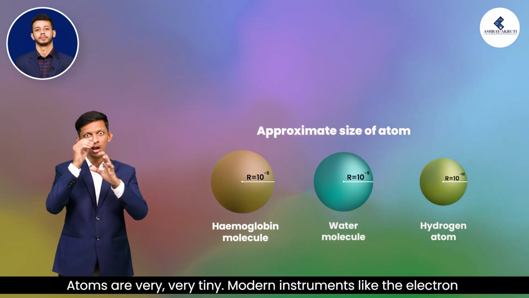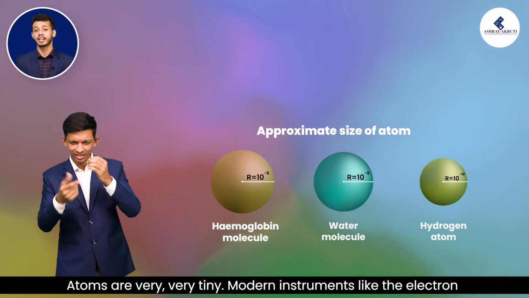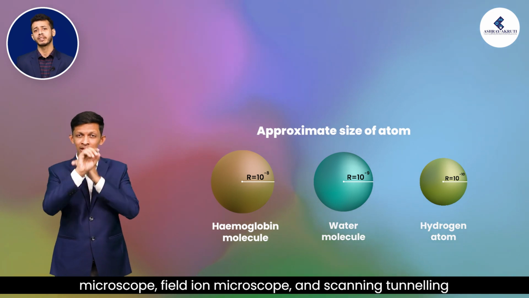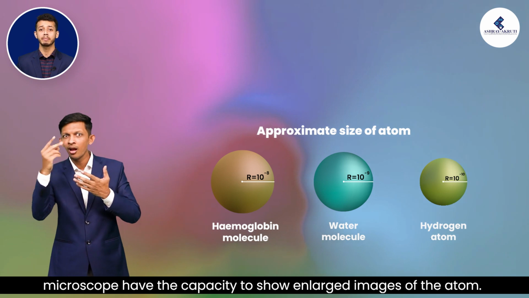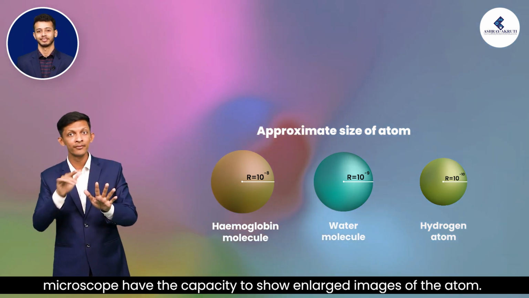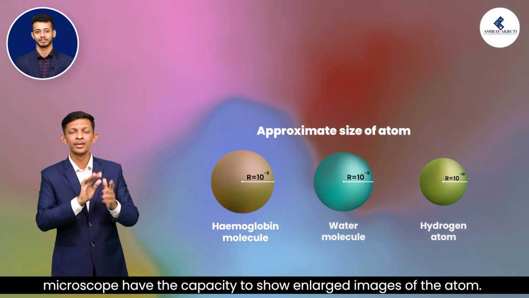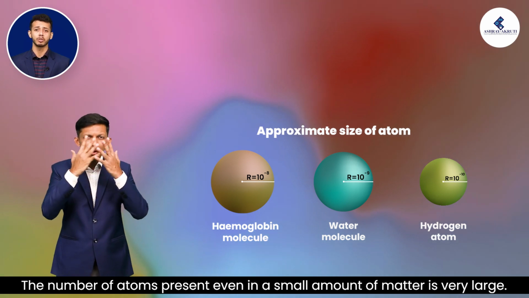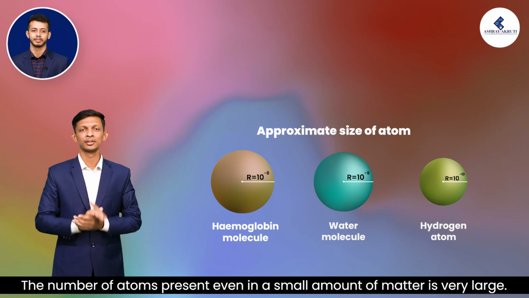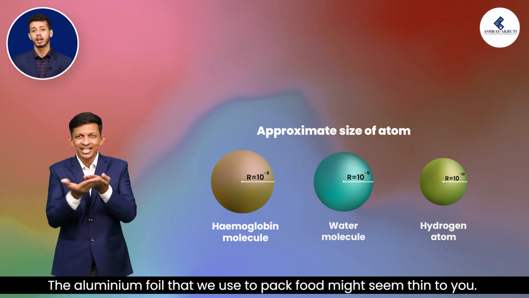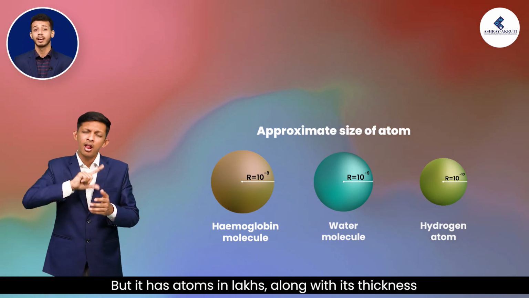Atoms are very, very tiny. Modern instruments like the electron microscope, field ion microscope, scanning tunneling microscope have the capacity to show enlarged images of the atom. The number of atoms present even in a small amount of matter is very large. The aluminum foil that we use to pack food might seem thin to you, but it has atoms in lakhs along its thickness.